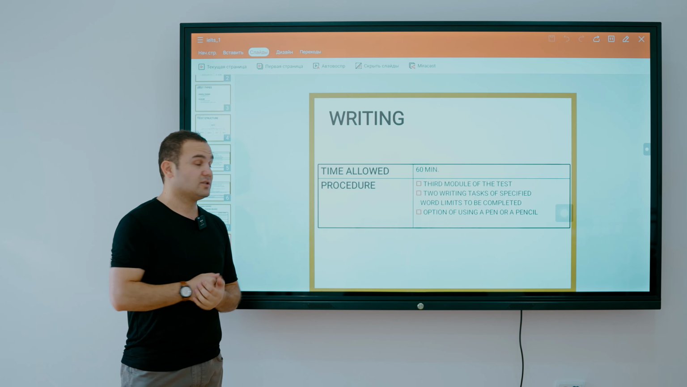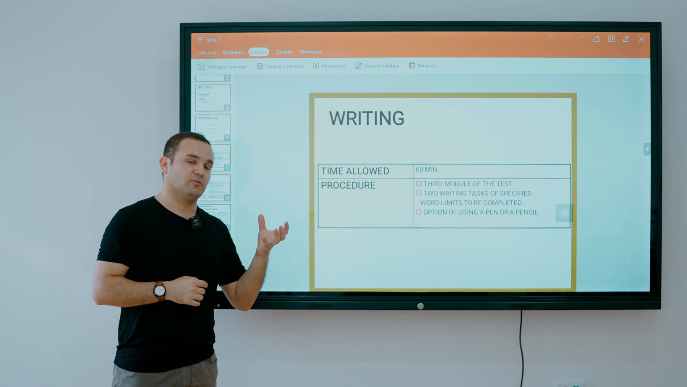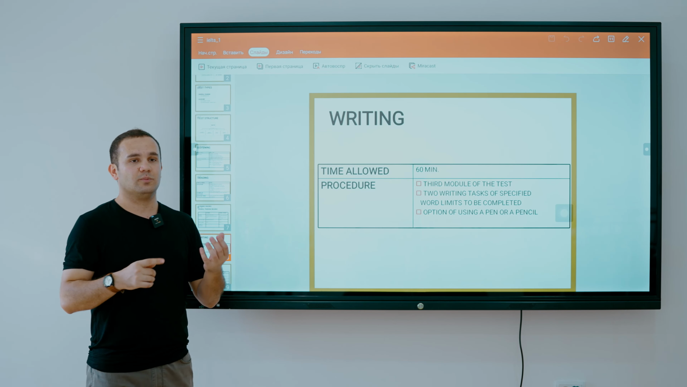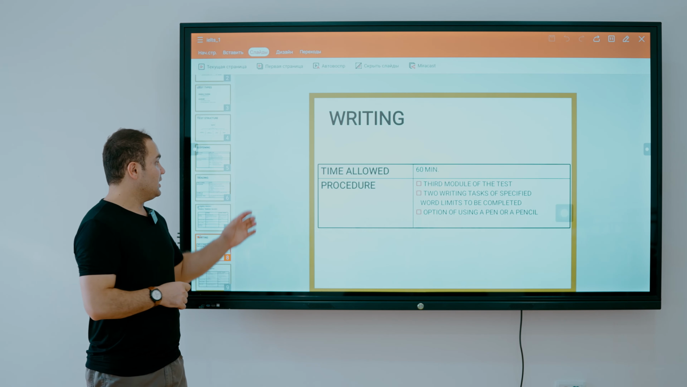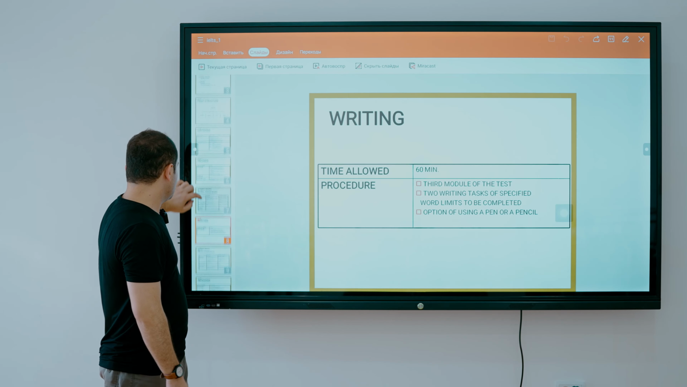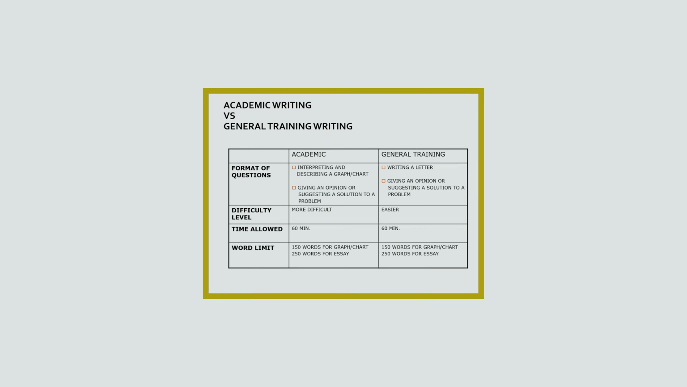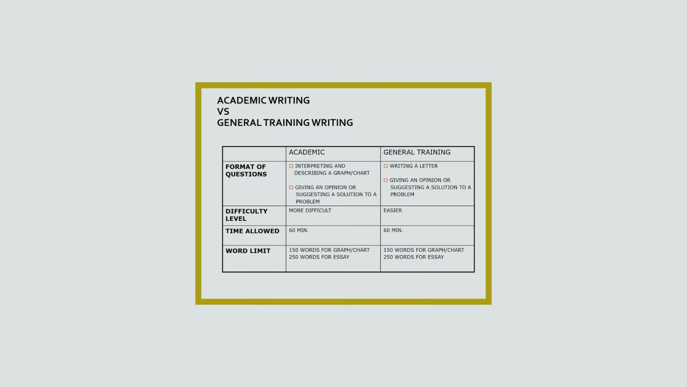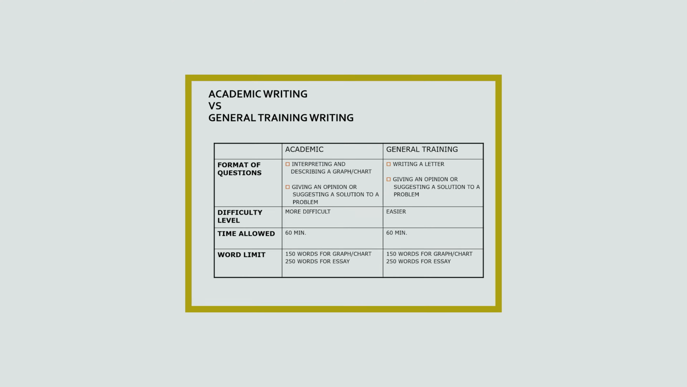But when it comes to the general training writing test, we will be given some types of writing, for example, a complaint letter or some other types of official letters. Time allowed: there will be 60 minutes in each type of writing. Also, the format of the questions will be different, as I've already told, and the academic training will be more difficult, but the general training will be easier.